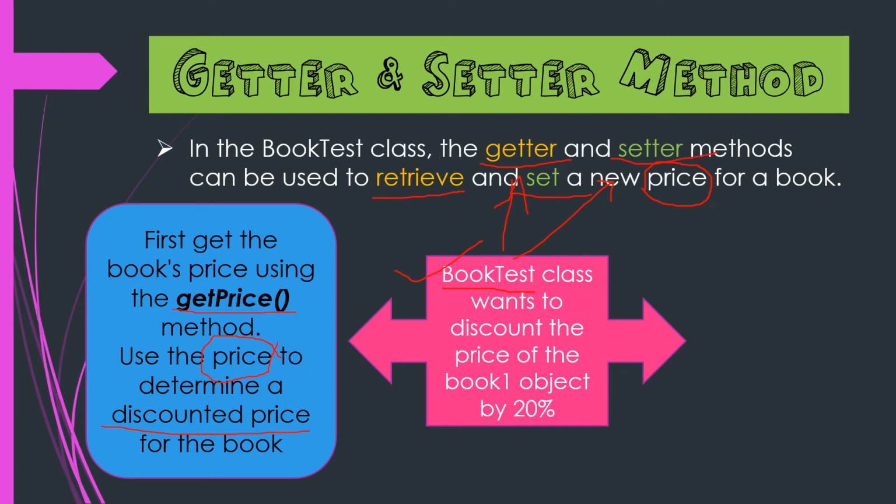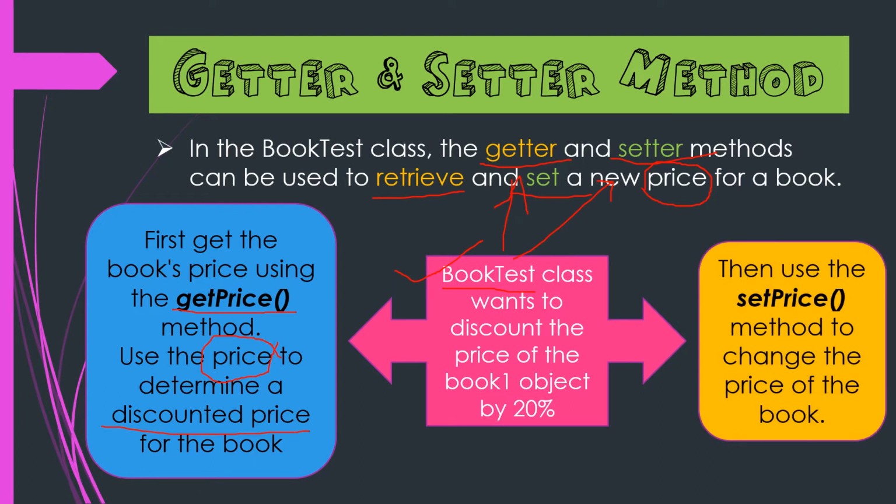method. Then use the setPrice method. And why? Because we have to change the price of the book, because here we have retrieved the value of the original price. So now we want the value of the discounted price. So how will we get it? We will get it by the setPrice method, by the setter method. So first of all, we will be using the getter method and then the setter method. So I hope this was clear to you.